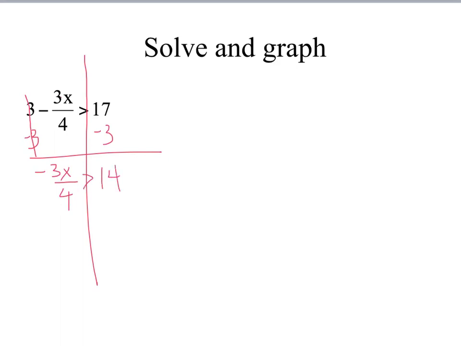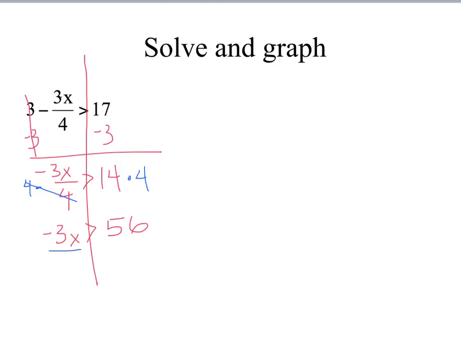And so to cancel out the negative 3/4, I know this is something that we kind of struggled with last section. So you can either multiply by the reciprocal, or you can get in the habit of just breaking it down. So if I have a 4 in my denominator, I can multiply by 4 to cancel that out. So we have negative 3x is greater than 56. So now I have a negative 3x greater than 56.